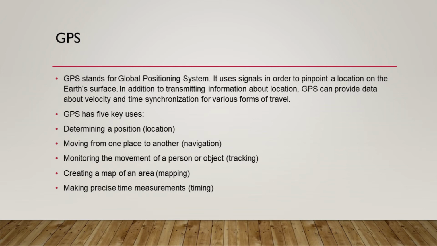GPS has 5 key uses. Number 1 is determining a position, which is the location. Number 2, moving from one place to another, or navigation. Monitoring the movement of a person or object, tracking. Creating a map of an area, mapping. And the last one is making precise time measurements, or in other words, timing.